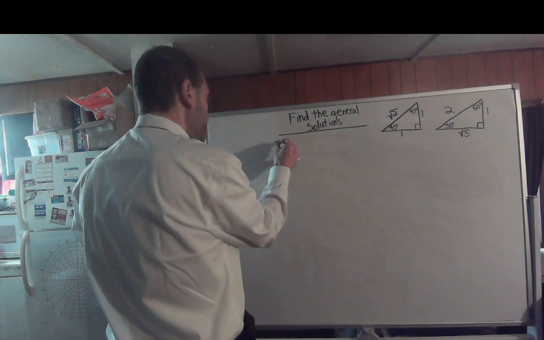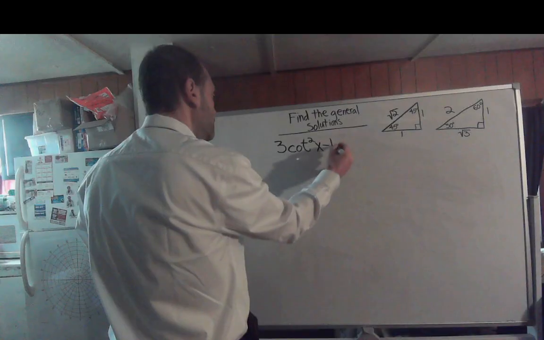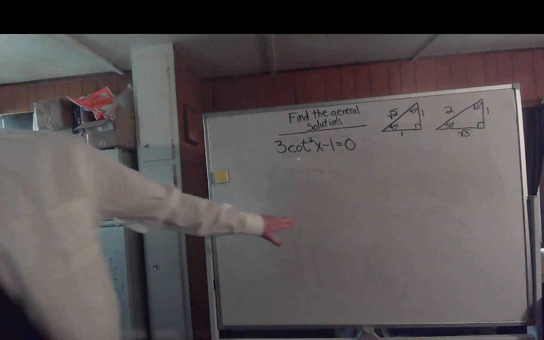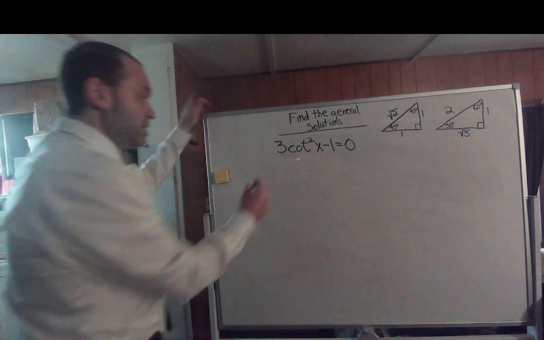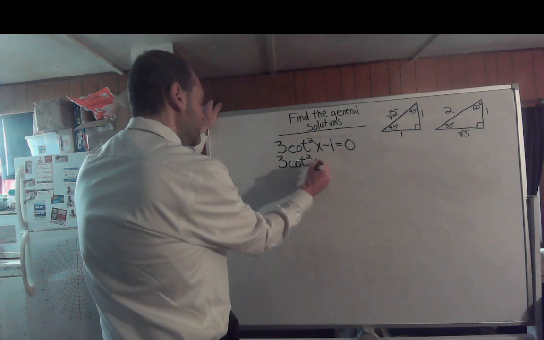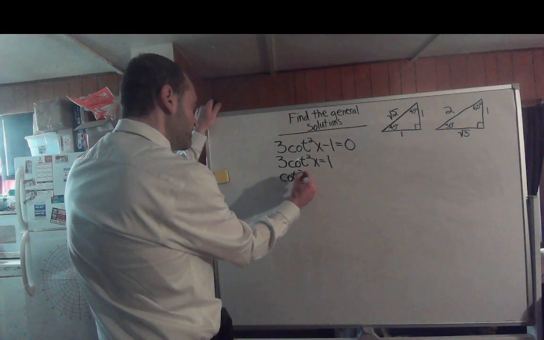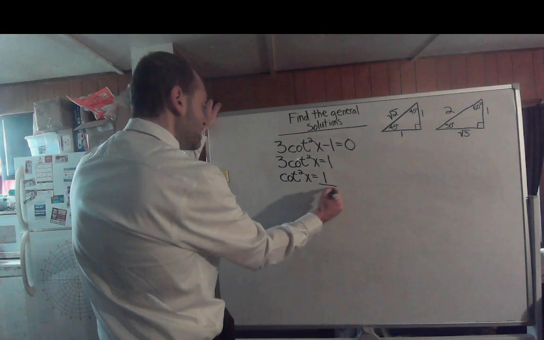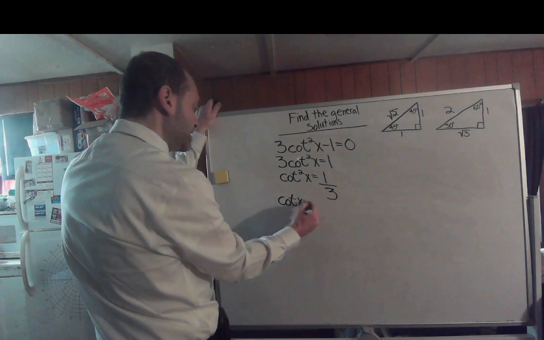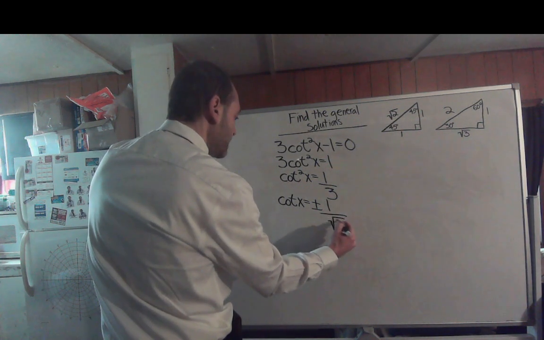We have 3 times the cotangent squared of x minus 1 equals 0. So this is going to become 3 times the cotangent squared of x equals positive 1. So the cotangent squared of x would equal 1/3. Then take the square roots, you'll end up getting the cotangent of x equals both plus and minus 1 over the square root of 3.